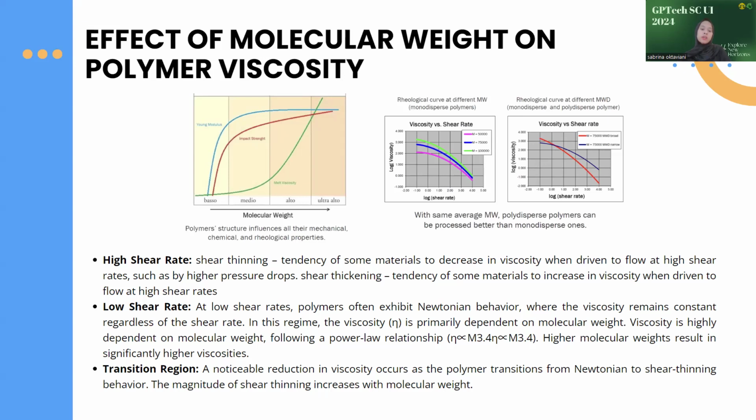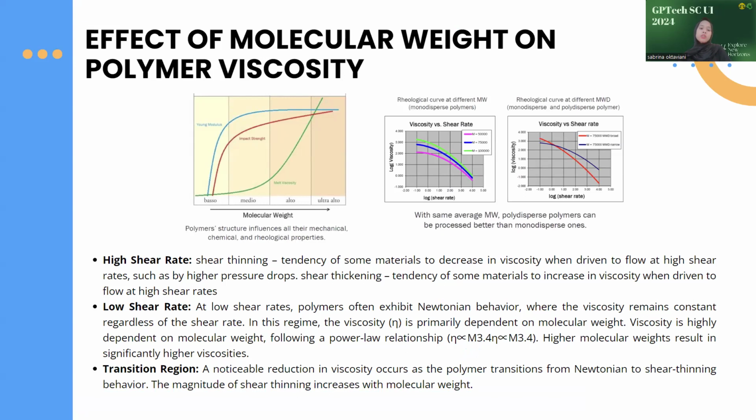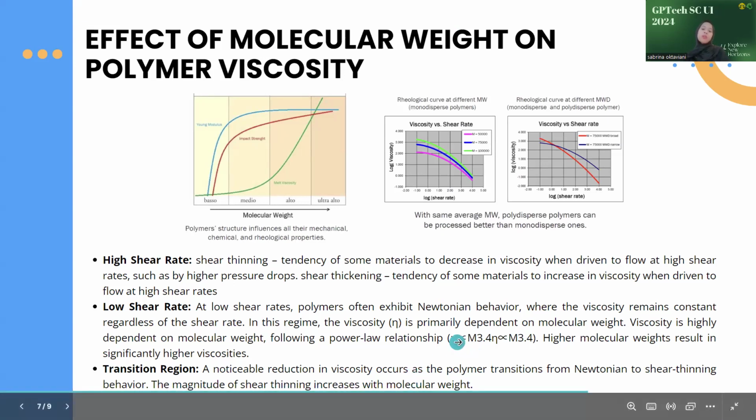At low shear rates, polymers exhibit Newtonian behavior where the viscosity remains constant regardless of shear rate. In this regime, the viscosity is primarily dependent on molecular weight, following a power law relationship. As you can see in the slide, higher molecular weight will result in significantly higher viscosity. And in the transition region, a noticeable reduction in viscosity occurs as the polymer transitions from Newtonian to shear thinning behavior. The magnitude of the shear thinning increases with molecular weight.